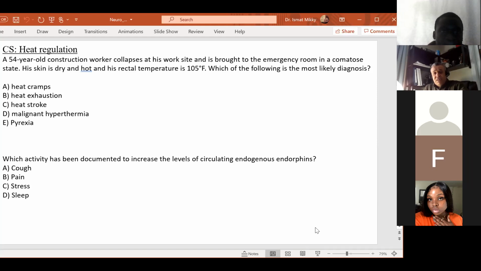The heat cramps, which is choice A, are the result of the loss of fluid and electrolytes through sweating. Painful cramping in the muscles can occur, but core temperature remains normal. And heat exhaustion, which is B, results from excessive sweating and the failure to replace the fluid that is being lost. And that results in hypovolemia, venous pooling, and reduced cardiac output.